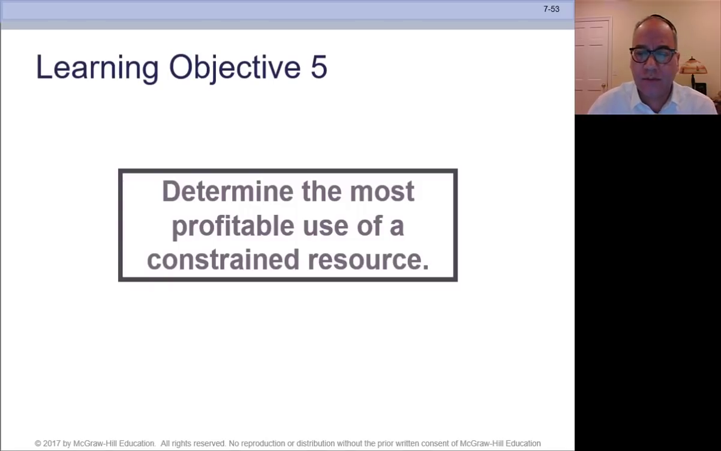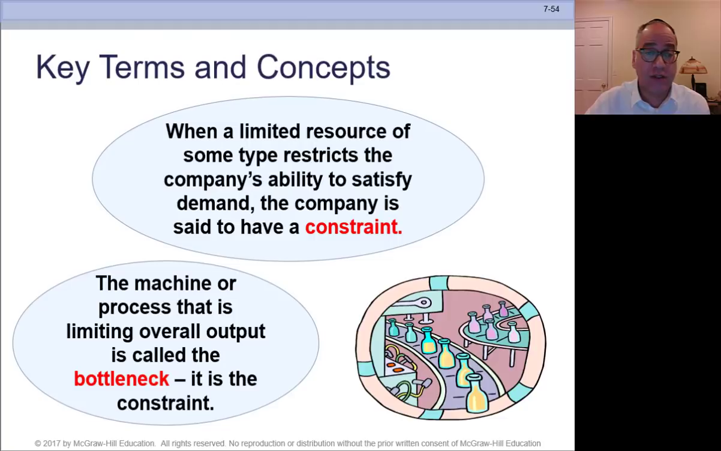Learning objective 5, determine the most profitable use of a constrained resource. So now we're talking about reality, because in reality you can't make as many of an item as you would like. You have a certain amount of capacity, and it would cost a lot of money to increase that capacity. And then you have to choose, and you have certain products you can make, and you need to figure out which product or which products, what mix of products perhaps, is going to maximize your profit.